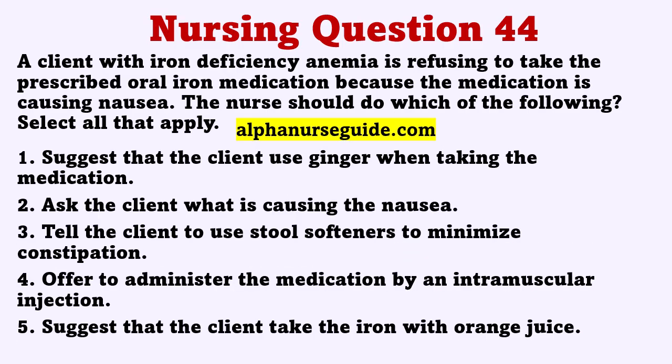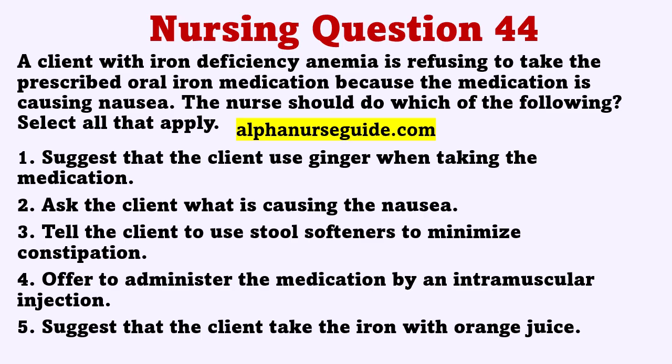A client with iron deficiency anemia is refusing to take the prescribed oral iron medication because the medication is causing nausea. The nurse should do which of the following? Select all that apply. 1. Suggest that the client use ginger when taking the medication. 2. Ask the client what is causing the nausea. 3. Tell the client to use stool softeners to minimize constipation. 4. Offer to administer the medication by an intramuscular injection. 5. Suggest that the client take the iron with orange juice.